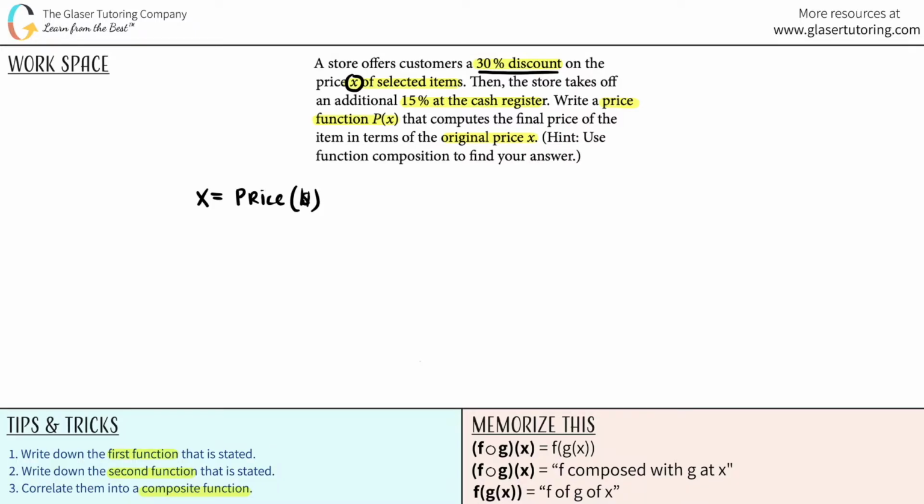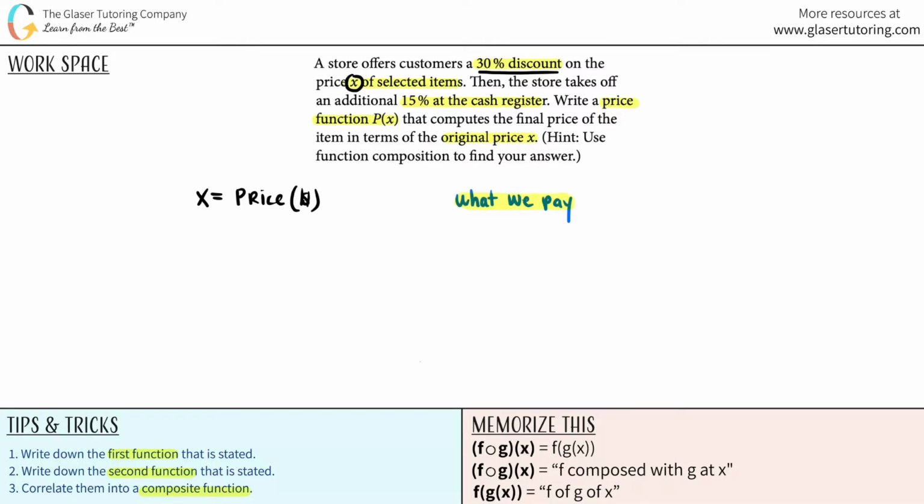Now, at the end of the day, they want the final price of the item. So we basically want what the customer pays, right? So what we pay. We don't want to know the discounts. We want to know what we actually pay. So I'm just going to keep that in mind in the back of my head because you're going to see what I do in 2 seconds.